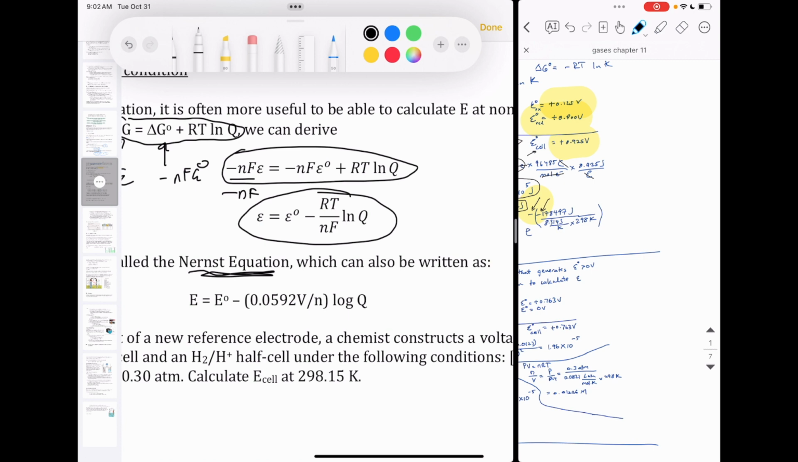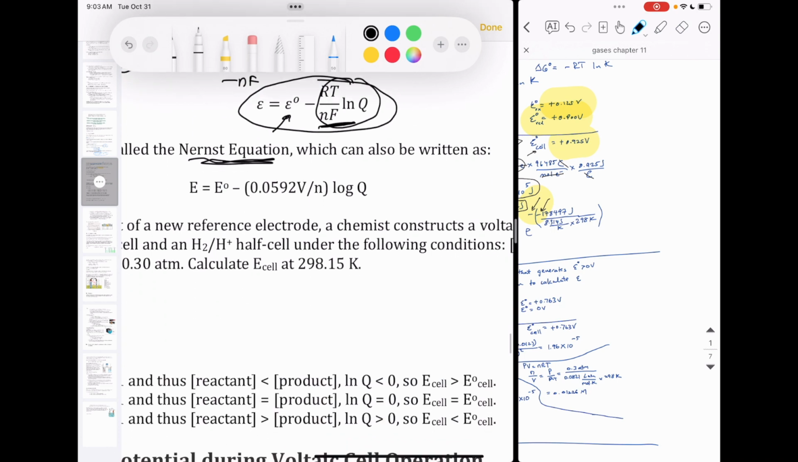This is actually a really important equation. This is called the Nernst equation, and it allows you to calculate non-standard voltage, assuming you know the standard cell potential, which of course you can calculate from your standard reduction potential values, and you know the ratio of products to reactant that you have for that non-standard condition.